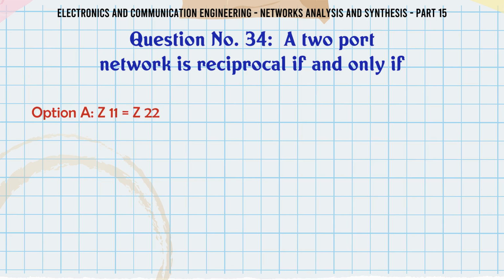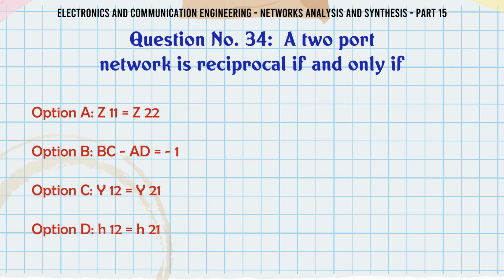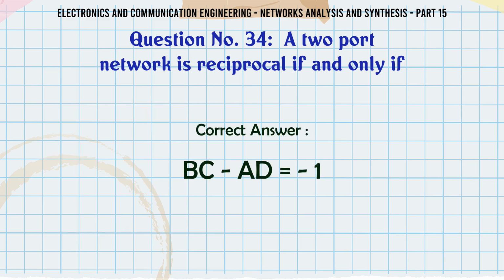A two-port network is reciprocal if and only if A. Z11 equals Z22, B. BC minus AD equals 1, C. Y12 equals Y21, D. H12 equals H21. The correct answer is BC minus AD equals 1.